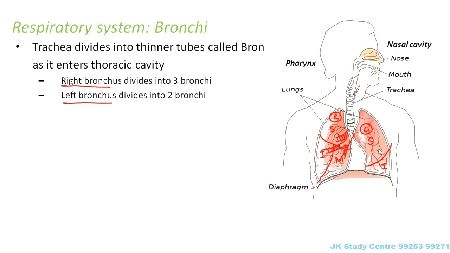Similarly, when it enters into the left lung, then what will happen? So one bronchus will go into the inferior lobe and the other bronchus will go into the superior lobe. So that is why it is said that the right bronchus divides into 3 bronchi and the left bronchus divides into 2 bronchi. That's because there are 2 lobes in the left lung and there are 3 lobes in the right lung. So what do these bronchi do? They do nothing. They just carry the air which was being carried by trachea inside the lungs. Clear? Okay, so now the air is finally reaching the lungs.